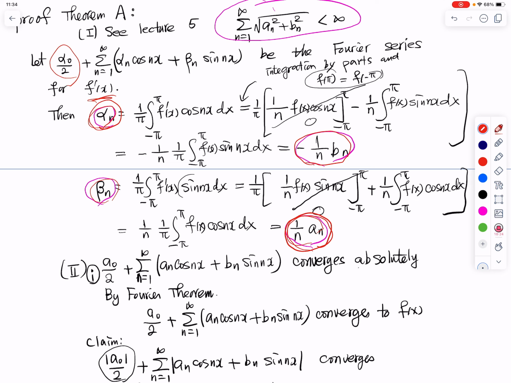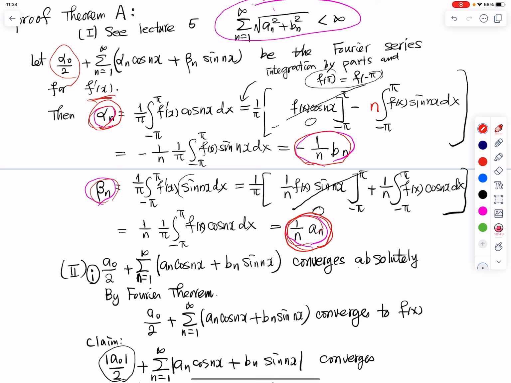Alpha n. I'm sorry, here I made a mistake. It was a little strange. So I made a mistake. This should be not n. So this is this one. This should be n.